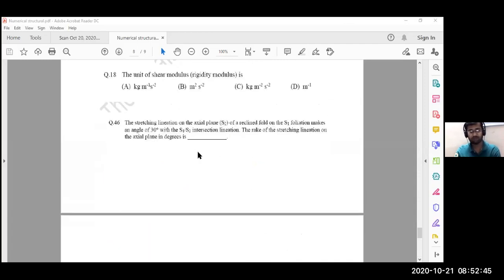Again from stereographic projection. The stretching lineation on axial plane S2 of a reclined fold on the S1 foliation makes an angle of 30 degree with the S1 oblique S2 intersection lineation. Find the rake of the stretching lineation on the axial plane in degrees. You learned to plot rake, right? Yes, sir.